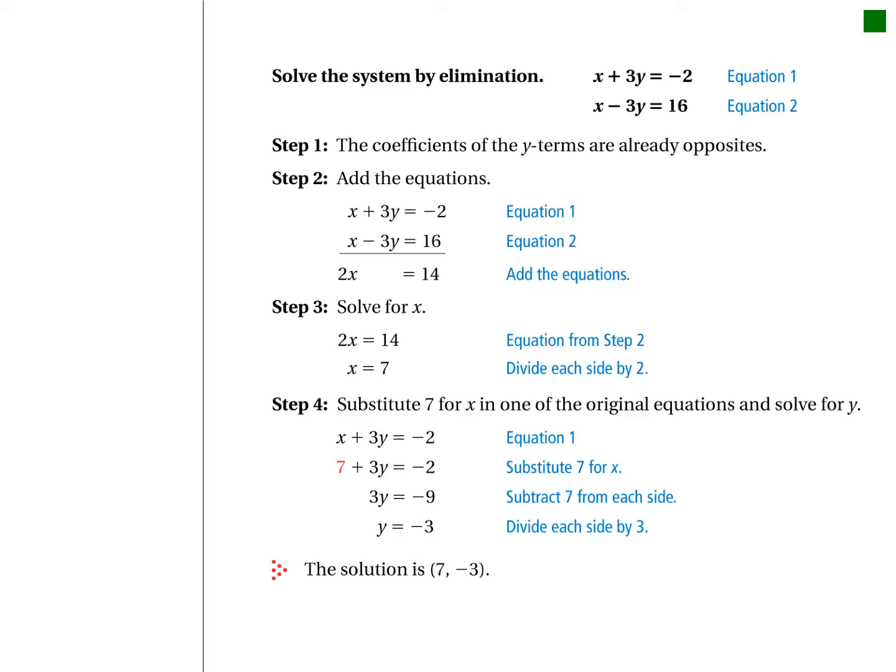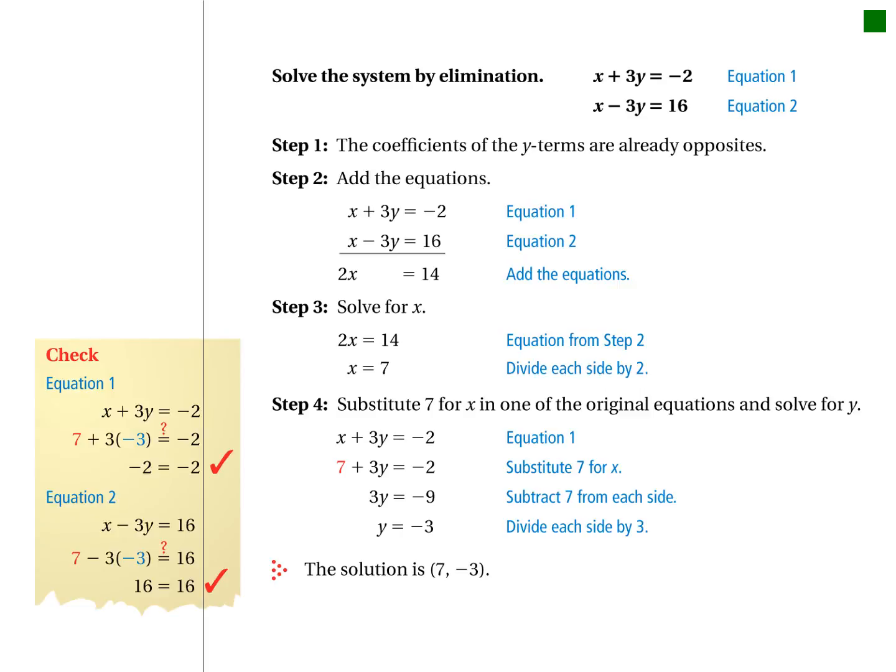Had you plugged this 7 into the second equation, you also would have found the same. Here's the first equation, and here's the second equation, and we find out that that -3 makes each equation true.